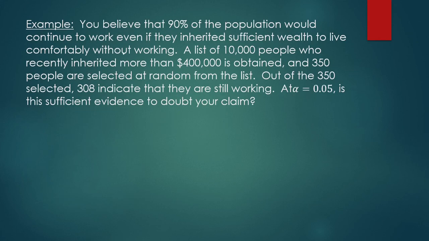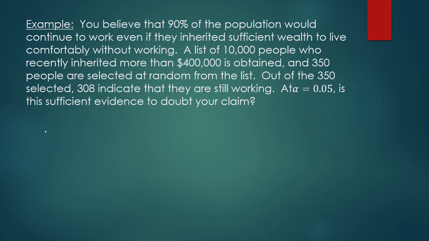Example 1. You believe that 90% of the population would continue to work even if they inherit sufficient wealth to live comfortably without working. A list of 10,000 people who recently inherited more than $400,000 is obtained, and 350 people are selected at random from the list. Out of the 350 selected, 308 indicated that they are still working. At alpha equals 0.05, is this sufficient evidence to doubt your claim?